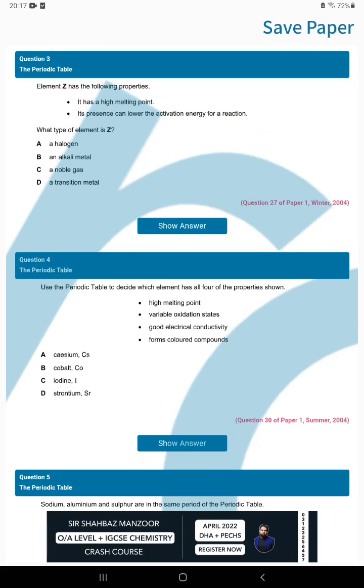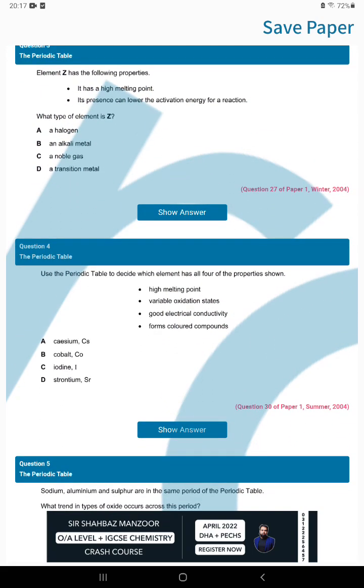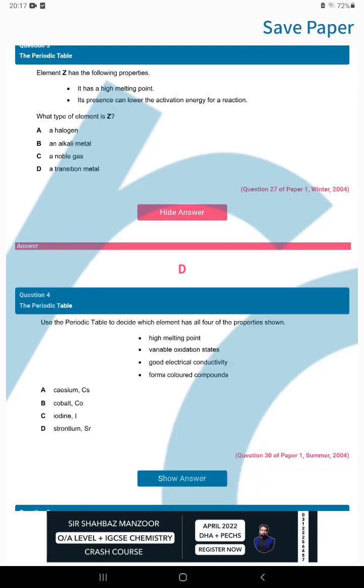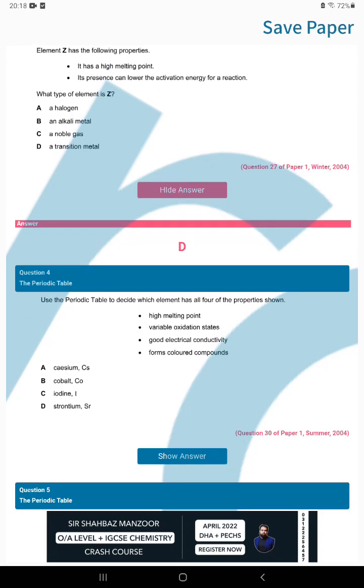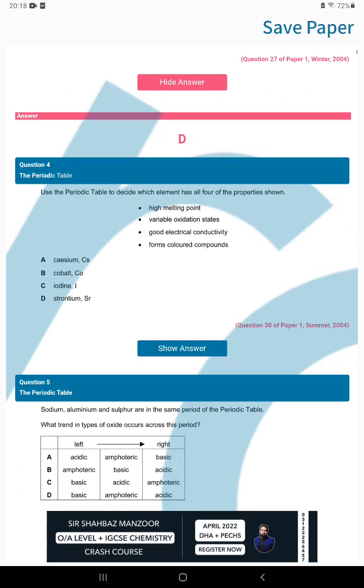Element Z has the following properties. It has a high melting point, and its presence can lower the activation energy for a reaction. Which type of element is Z? A halogen, an alkali metal, a noble gas, or a transition metal? I think it's a transition metal, because it has a high melting point and its presence can lower the activation energy for a reaction.